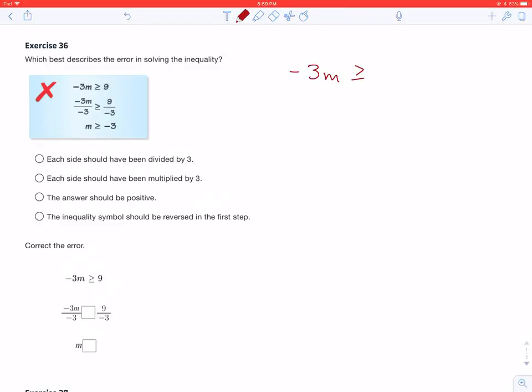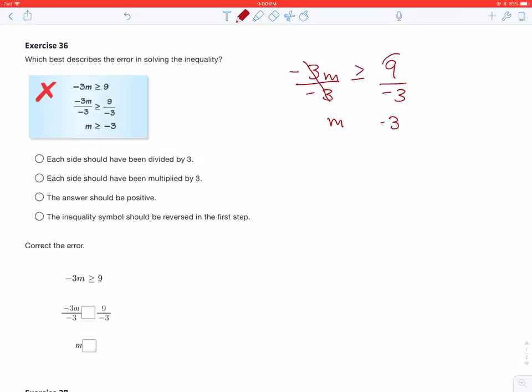So let's go ahead and solve this out together. This is negative 3 times m is greater than or equal to 9. I've got a negative 3 next to the m. I want to get rid of that negative 3, turn it into a 1. You can turn any number into 1 by putting it over itself. And so that means I'm going to divide both sides by negative 3. When I divide both sides by negative 3, on this left side, I'm going to end up with a positive 1m. And then on the right side, 9 divided by 3 is 3.